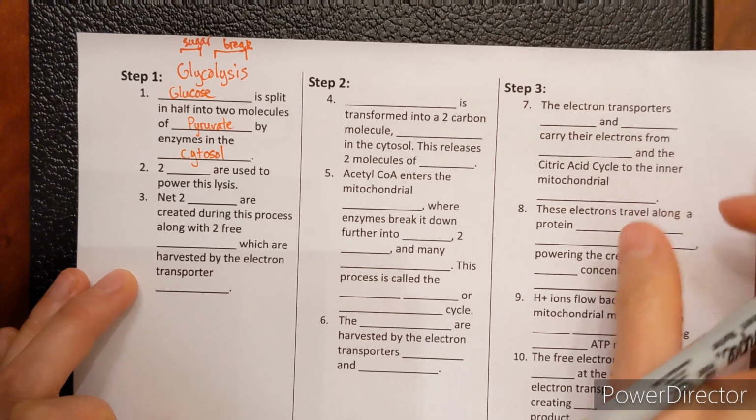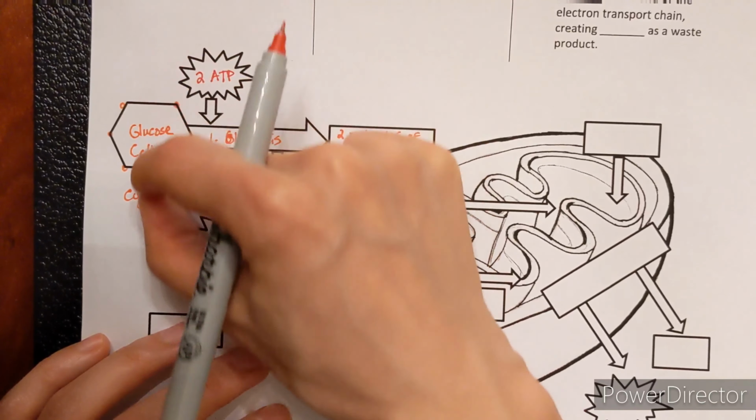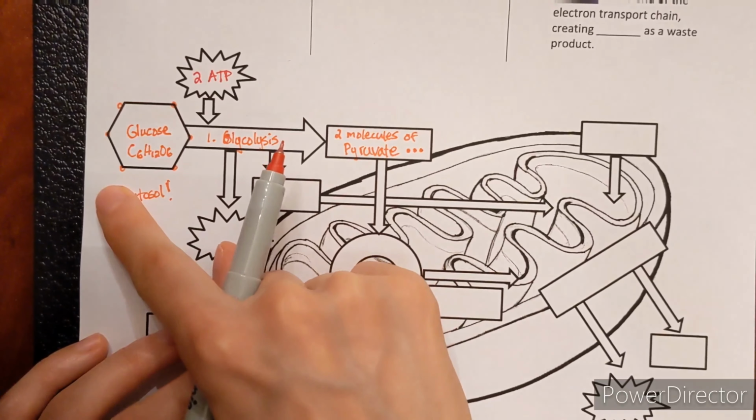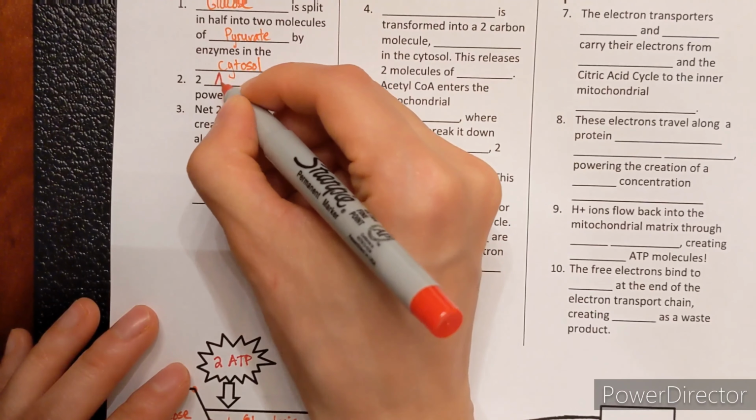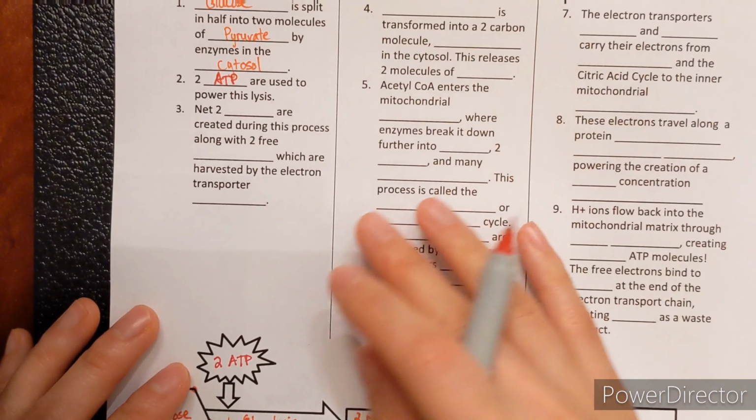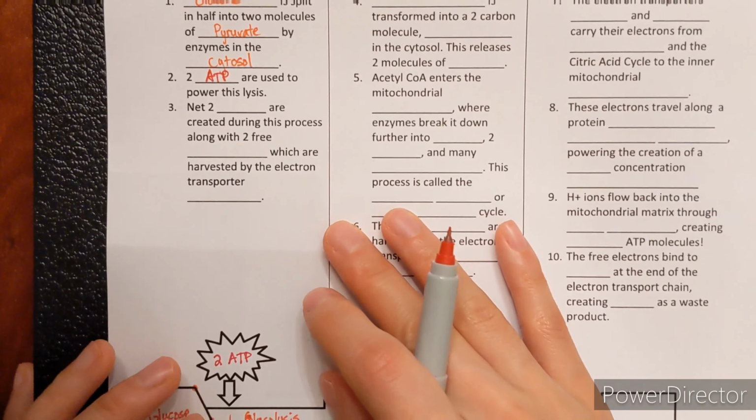Now, of course, to kickstart this reaction, because glucose is a fairly stable molecule, I actually have to add in some energy. That will be in the form of 2 ATP molecules. So 2 ATP molecules come in, they break apart their phosphate bonds. That gives enough energy to break these bonds between the glucose carbons and give us our pyruvate. So we've got an input of energy. 2 ATP are going to be used to power the lysis.